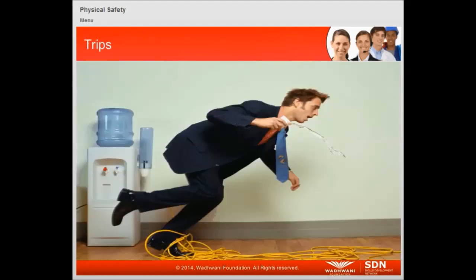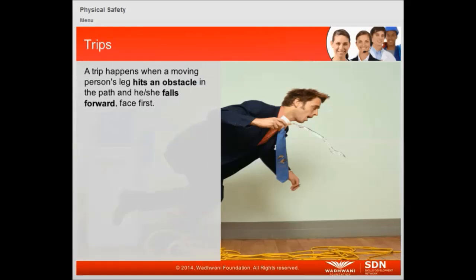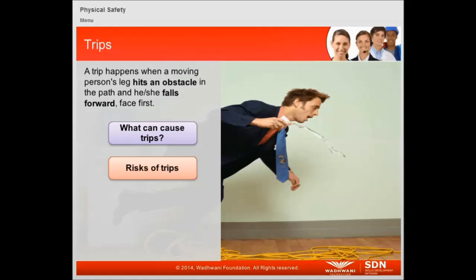Another physical contact hazard is tripping. A trip happens when a moving person's leg hits an obstacle in the path and he or she falls forward, face first. Now let us see the various causes of tripping, the risks involved, and the safety measures to prevent them. Click on each tab to learn more.